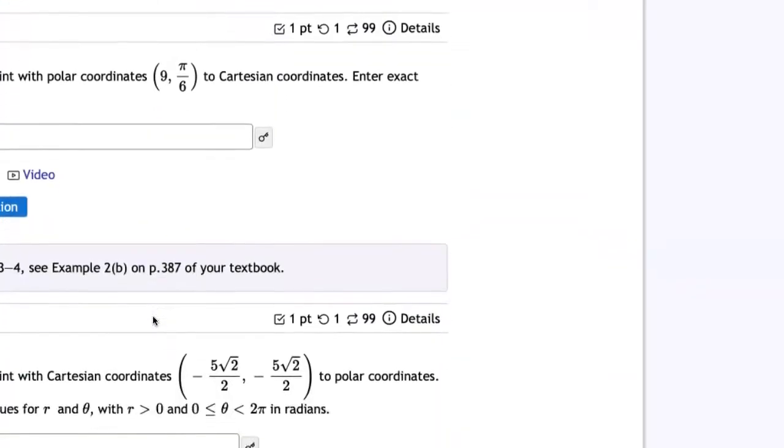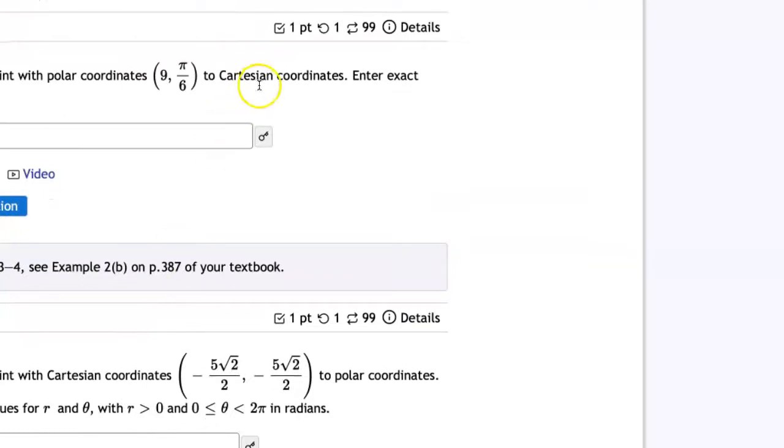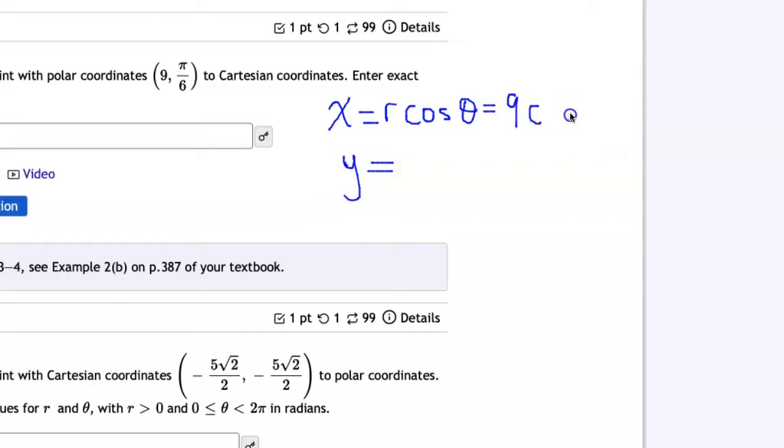Now let's go back then to my open math and look at number 2. In the case of number 2, we are to convert the point 9, pi 6 to Cartesian coordinates. So how do we do that? We're going to take our x and our y equations that we already had. We had x is equal to r times cosine of theta. And now we replace r with 9. And we replace cosine theta with cosine of pi 6.